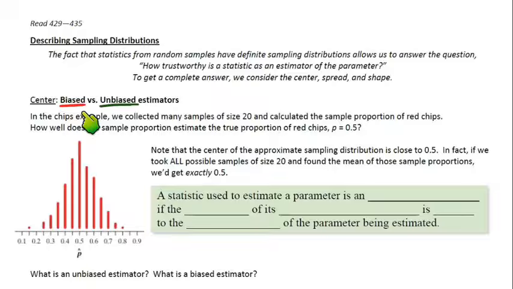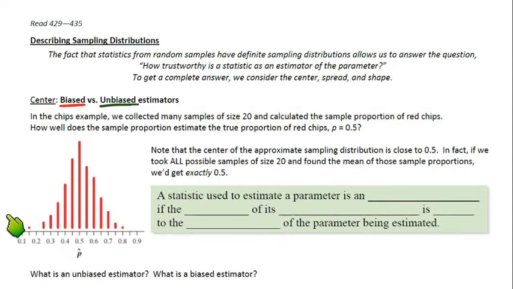So let's start with this really important distinction. Biased estimators versus unbiased estimators. Unbiased gets the green because that's good. Biased gets the red because it seems to be bad. In the chips example, we collected many samples of size 20 and calculated the sample proportion of red chips. How well does the sample proportion estimate the true proportion of red chips? P equals 0.5. So P, that's our true population proportion, and it was actually 0.5 for the proportion of red chips. That was from the previous notes also.